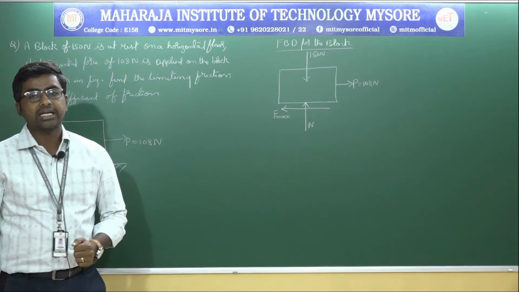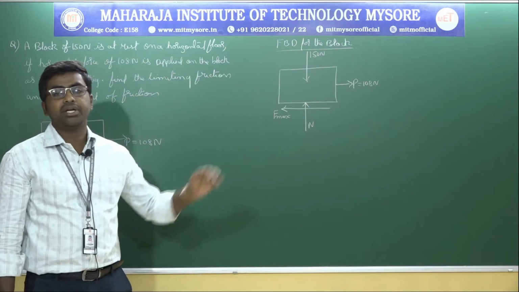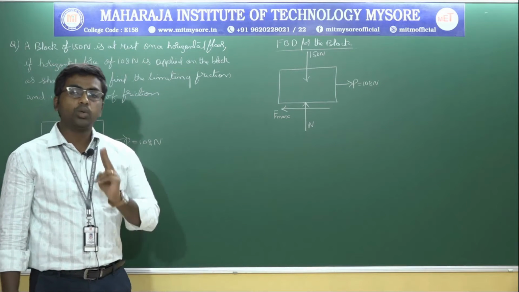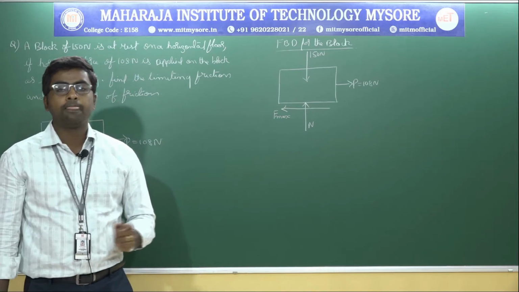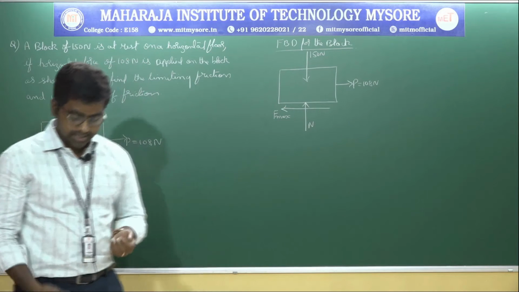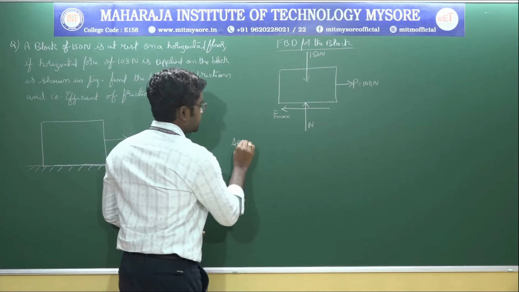Now in order to calculate the unknowns, I need to apply the equilibrium conditions for this free body diagram. So I need to apply two equilibrium conditions. One is summation of Fx is equal to 0 and the other one is summation of Fy is equal to 0. So let me apply the equilibrium conditions.